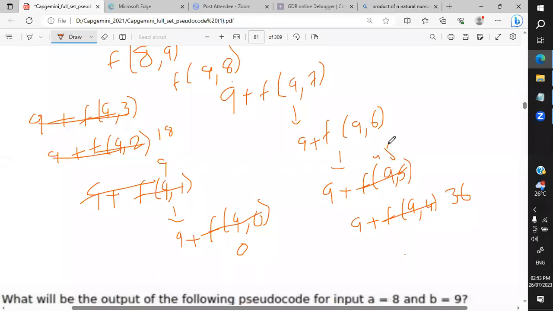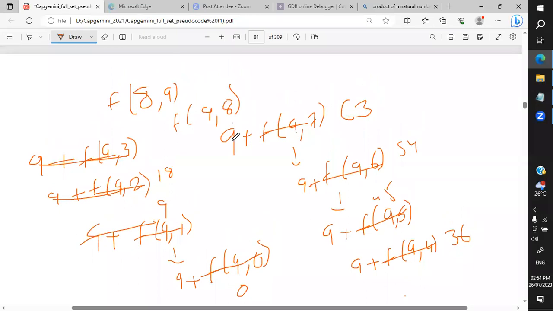45 plus 9 is 54. 54 will be returned here. 54 plus 9 is 63. 63 will be returned here. 63 plus 9 is what we get as the answer, which is 72. Right? Understood that? Like this you can do. The answer is 72. I hope you understood that, everyone.